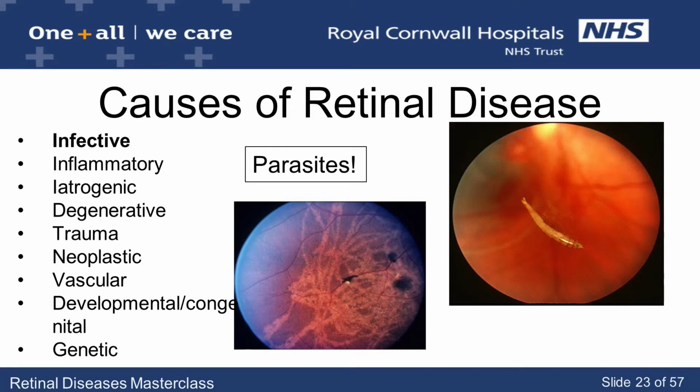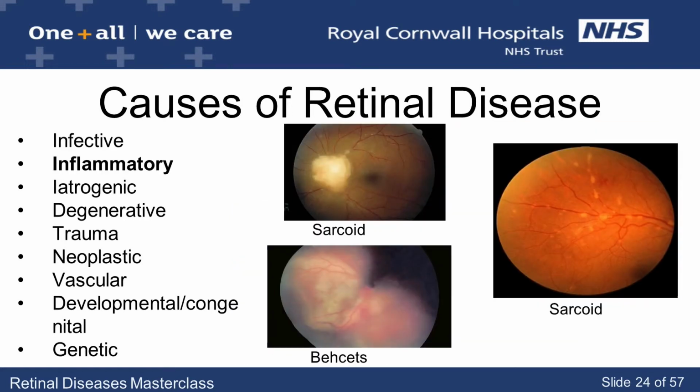Parasites can affect the retina, and you can see that they crawl underneath the retina and cause those tracks, but also float in the middle of the vitreous, and you can see that little critter on the right-hand picture there.